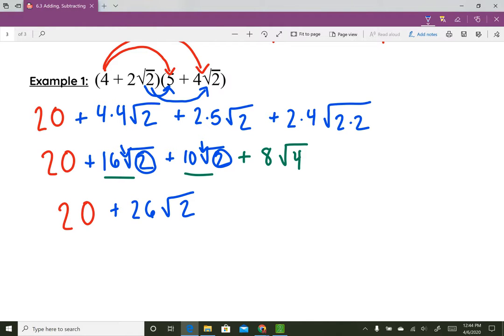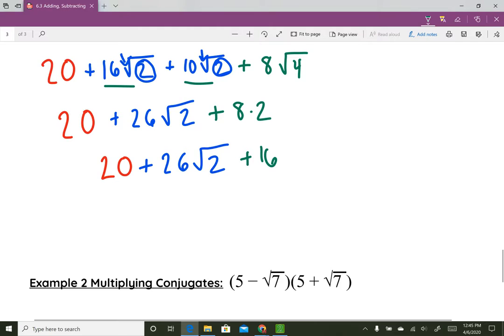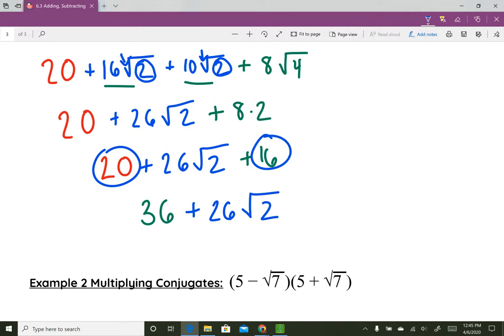And then lastly, down here, remember you don't want to leave this as 8 square root of 4, because what's the square root of 4? Square root of 4 is just 2, right? So what we got is 20 plus 26 root 2 plus 16. So I'm finally going to end with 36 plus 26 root 2, right? Because 20 plus 16 is 36. I can add those together. I get this, and we're happy campers there, right?